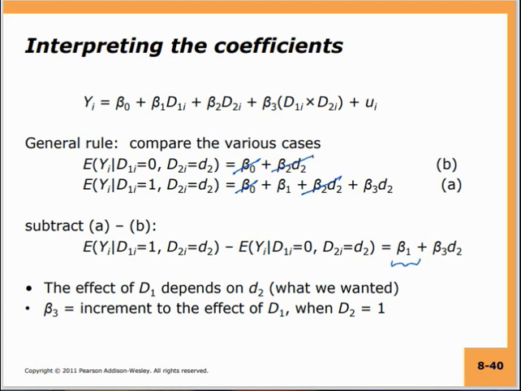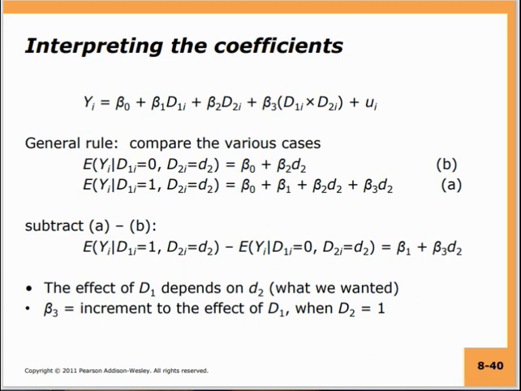So you are left with beta 3 d2. Now notice that this is basically the marginal effect of changing d1 from 0 to 1, and the marginal effect does not depend only on beta 1. It is not just beta 1, but it also includes the term beta 3 d2. So that means it also depends on whatever is the value of d2.